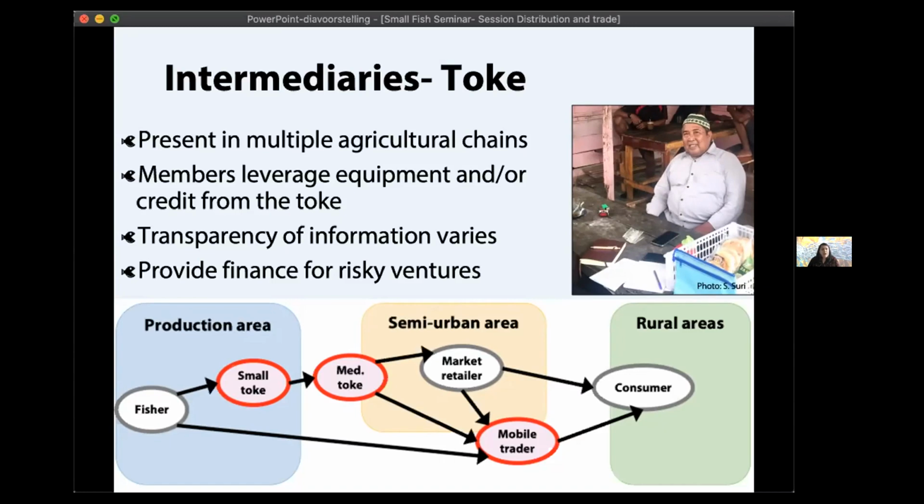The larger toke often focus on particular kinds of fish, with some oriented more towards export and others towards domestic consumption. Toke relationships can be more or less balanced. There are certainly information asymmetries, and some could be characterized as exploitative. But at the same time, they fill a critical void for finance in what is a pretty risky business.